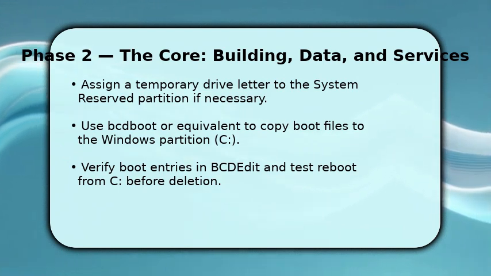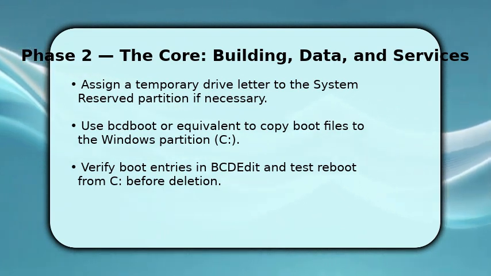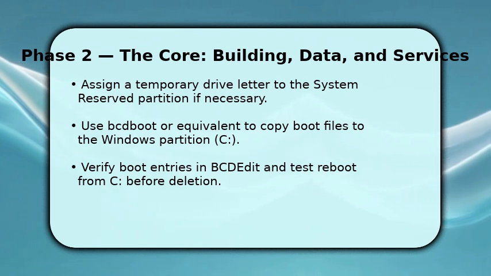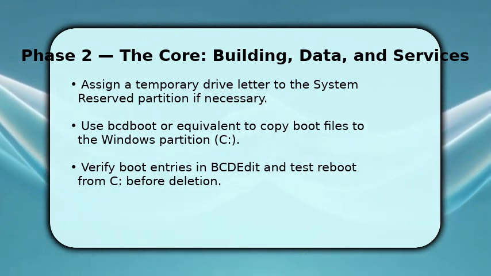After copying, inspect BCDedit to confirm entries point to the new location, and perform a test reboot to ensure Windows boots directly from C. If it boots, you've eliminated the dependency. If not, restore the image and reevaluate.